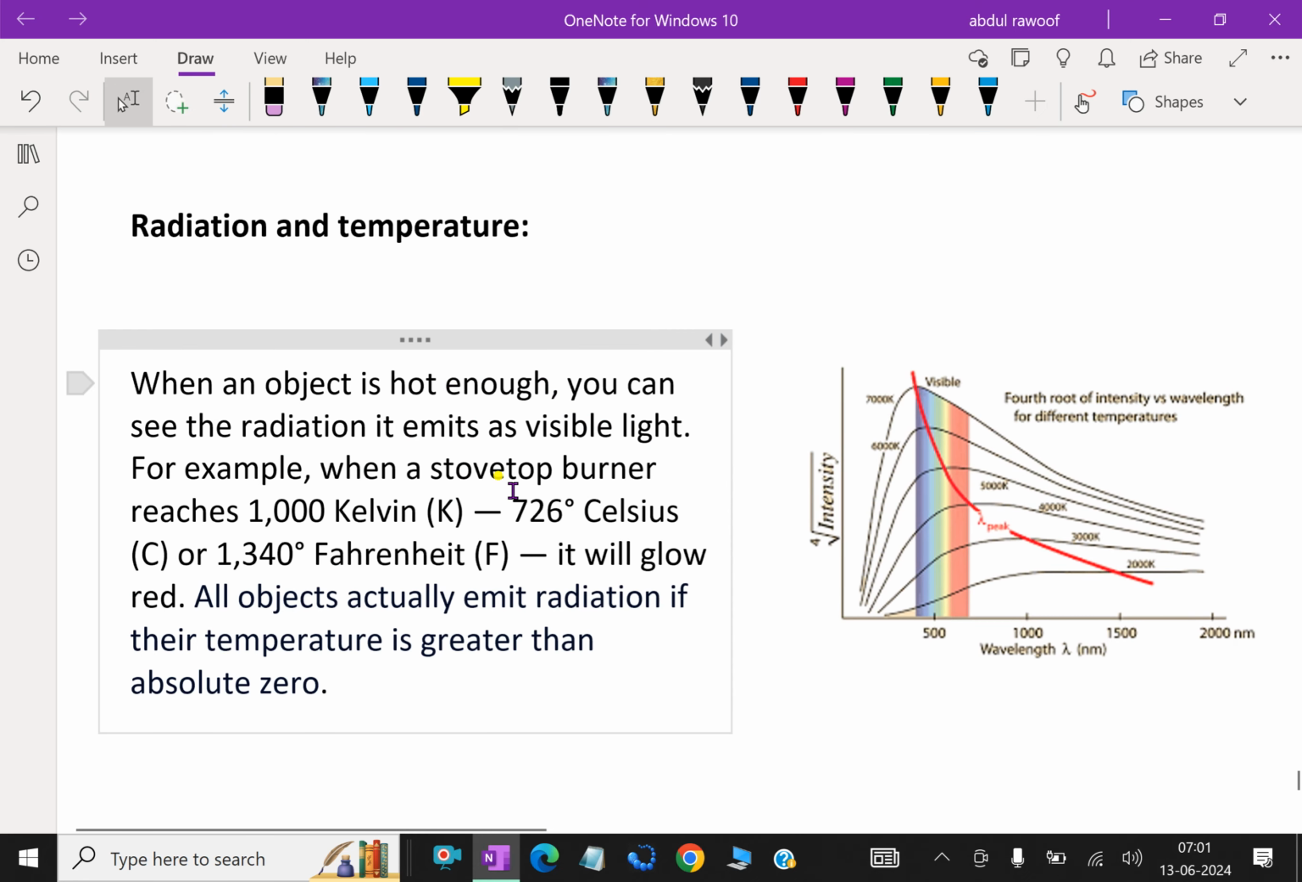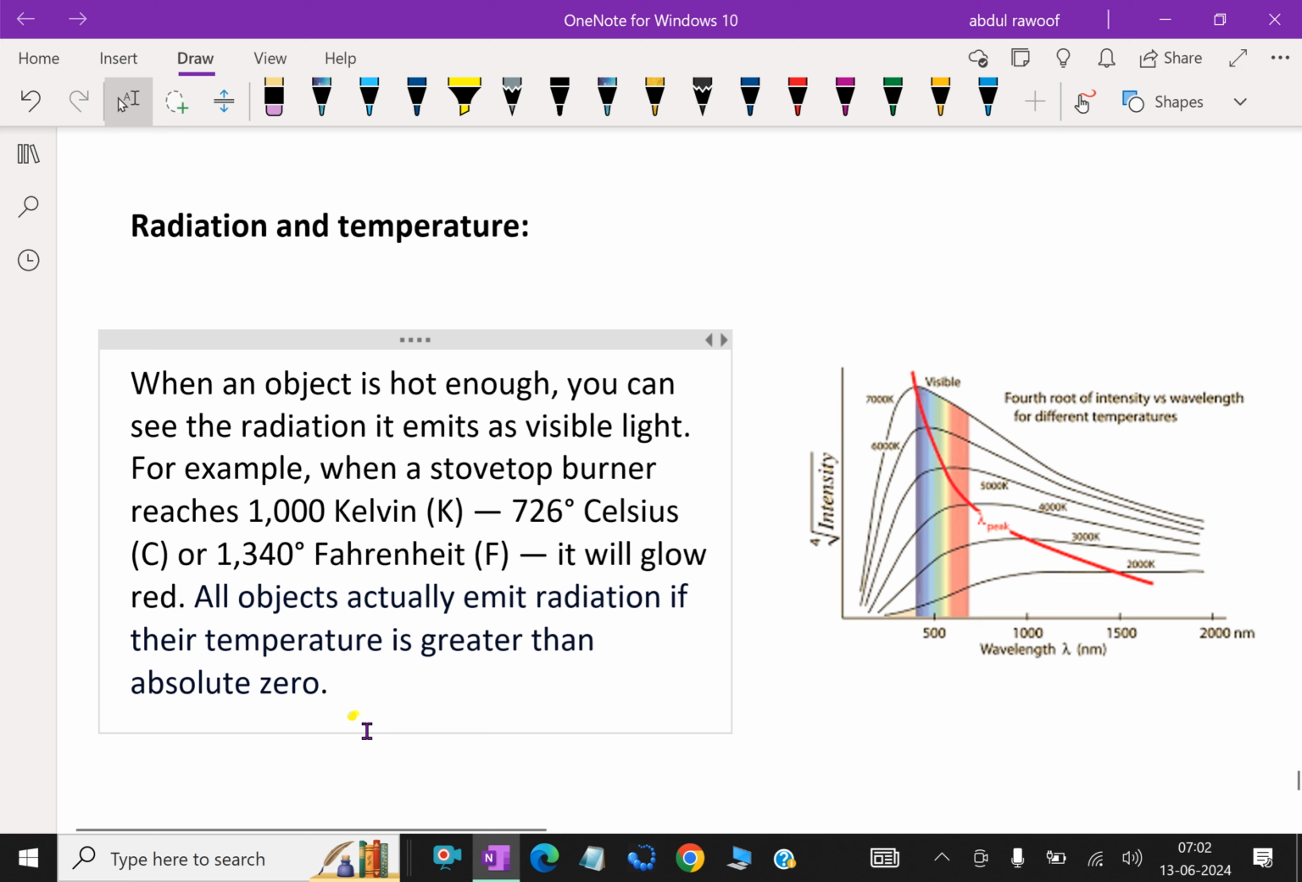Radiation and temperature. When an object is hot enough, you can see the radiation it emits as visible light. For example, when your stove top kitchen burner reaches 1000 Kelvin, that is near 726 Celsius or 1340 degrees Fahrenheit, it will glow red. All objects actually emit radiation if their temperature is greater than absolute zero.